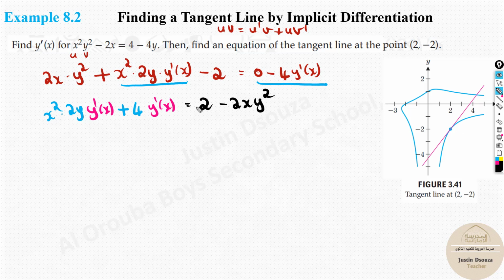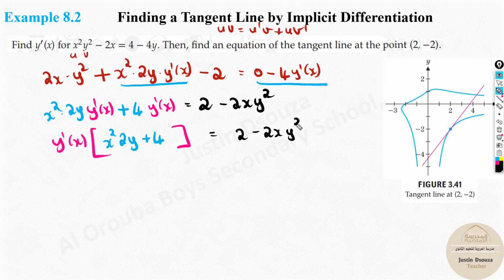Now what you need to do, take this common out. Y dash of x, I'll take it common. I'll use the pink again. Y dash of x is taken common. And what is remaining? You're left with x squared 2y plus 4. That is equal to this side, 2 minus 2xy squared. And now this term, you just take it to the other side. The final answer will be y dash of x equals 2 minus 2xy squared divided by x squared 2y plus 4. This is the answer.